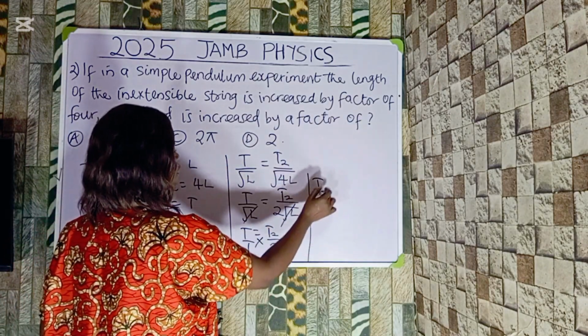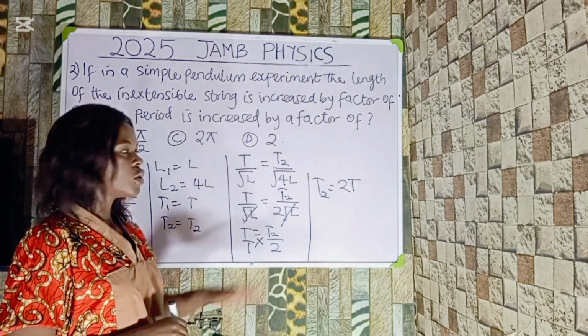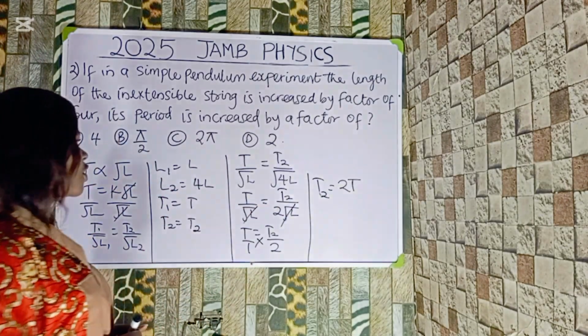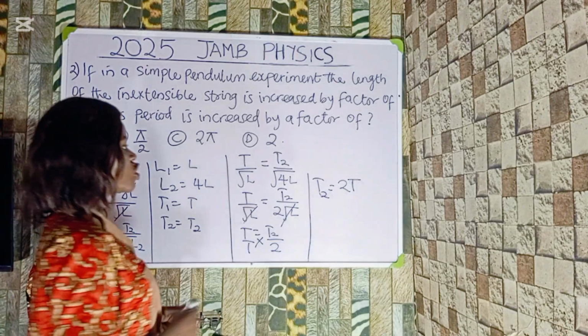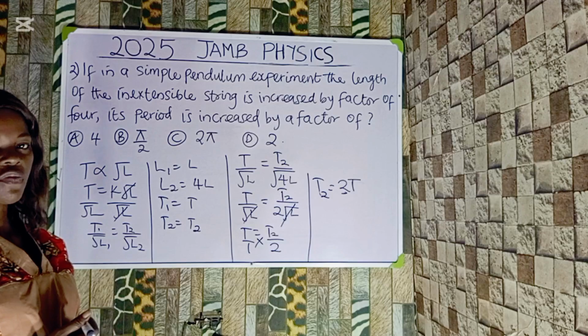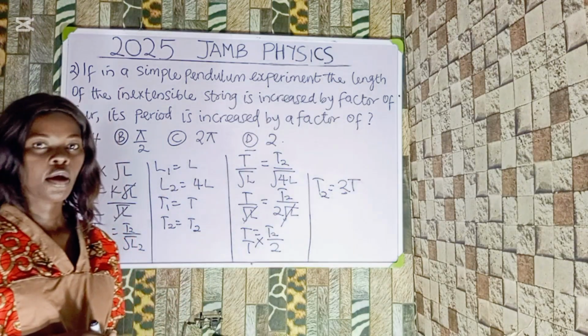Therefore, my new period is equal to 2 multiplied by the initial period. That means the period is increased by a factor of 2. Is that clear? From what we have done so far, the correct option to this question is option D. I hope that is clear.